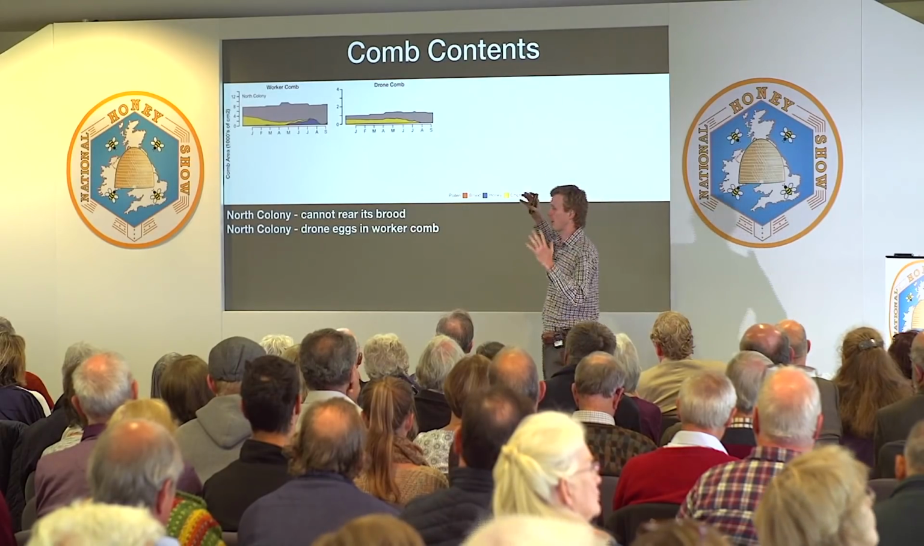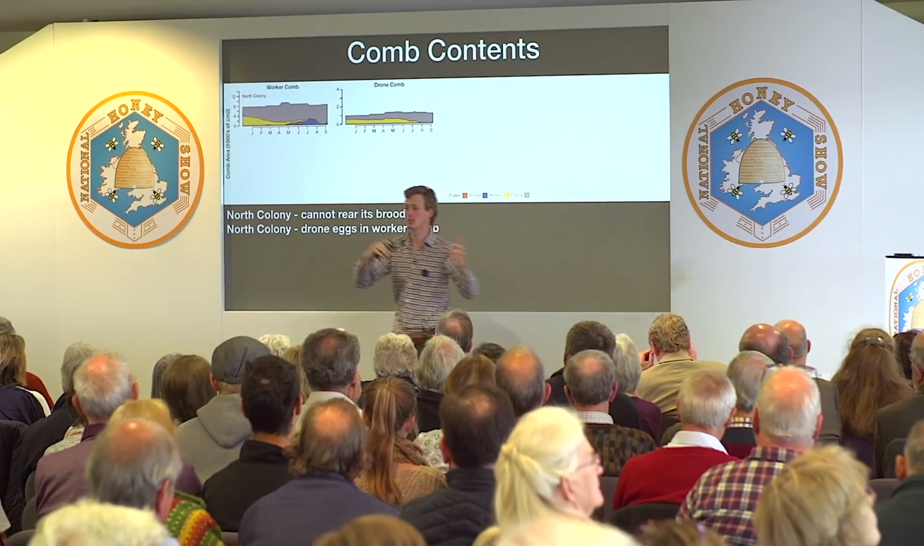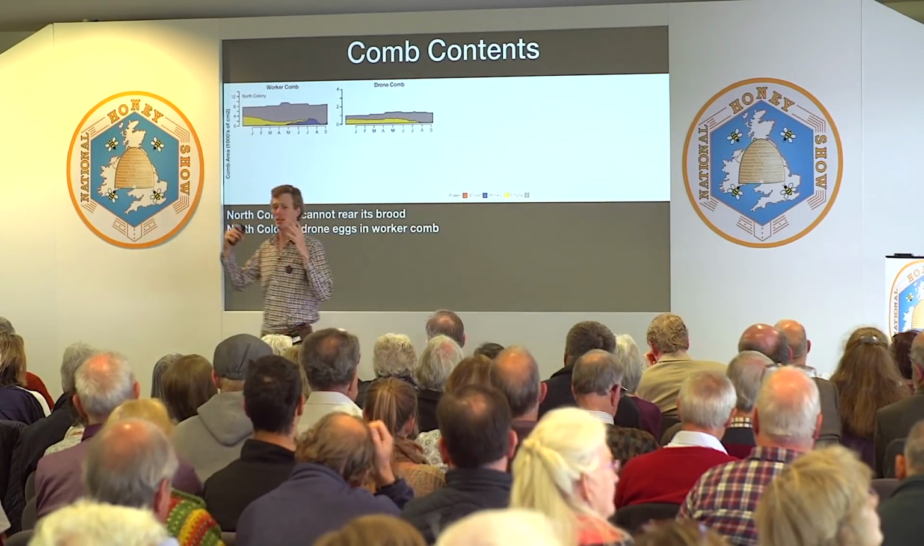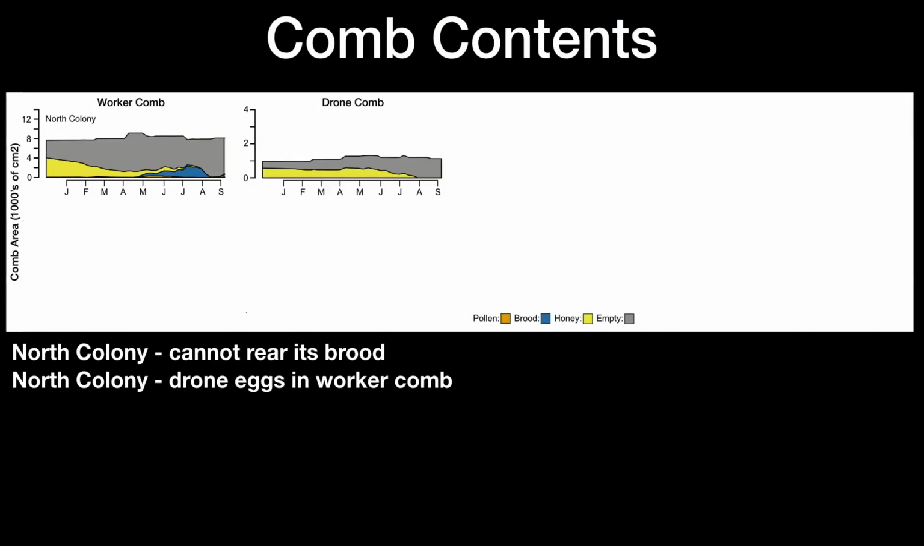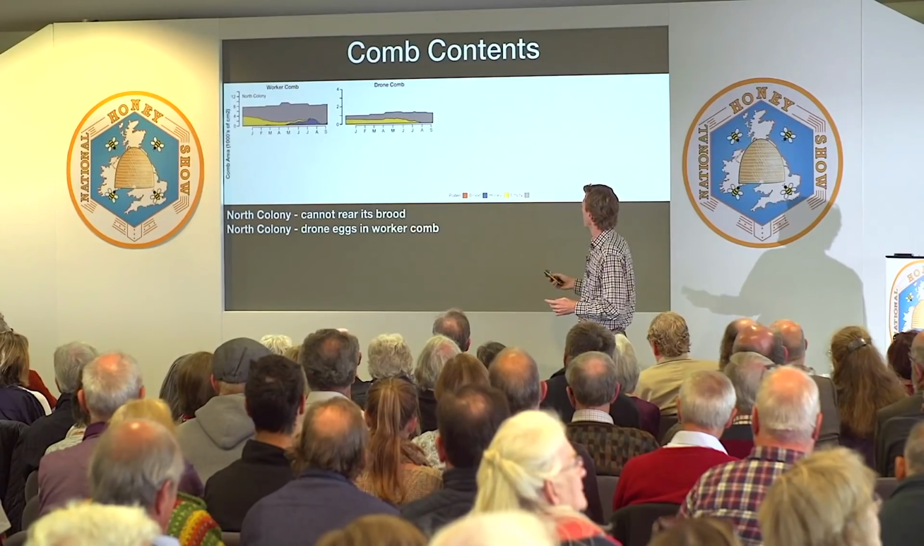Cool. So now we've looked at the number of workers. We've looked at the comb. Now we can actually look at what's inside of the comb. And so this again is going to have the same color pattern: pollen is in orange, brood is in blue, honey is yellow, and empty is gray. And so for each colony, you can look at their worker comb and their drone comb. And so the area here is actually going to show you the comb area, the amount of that comb that's in each different category.